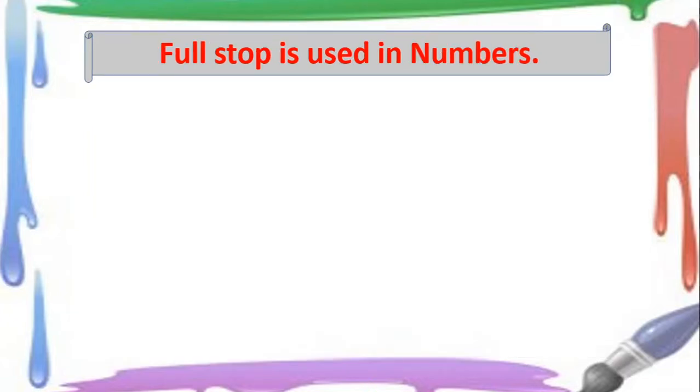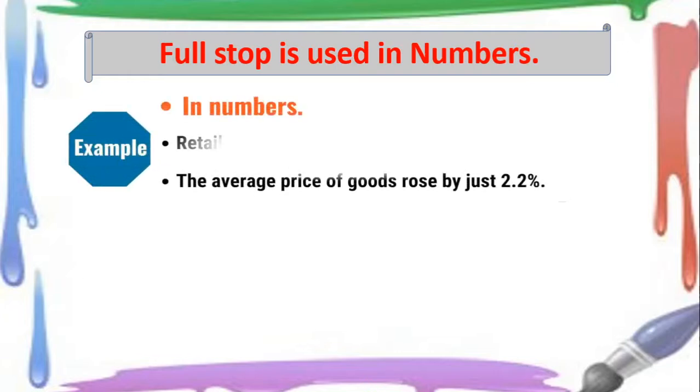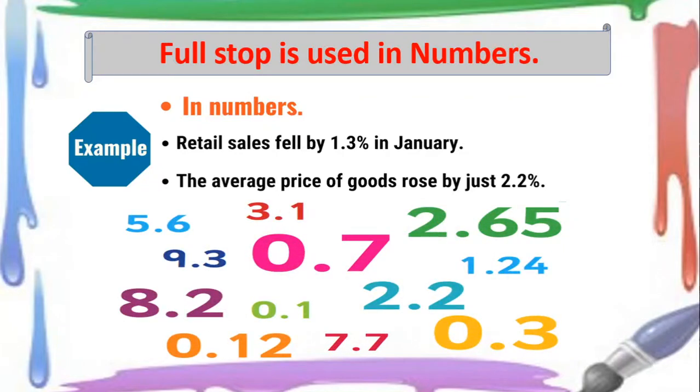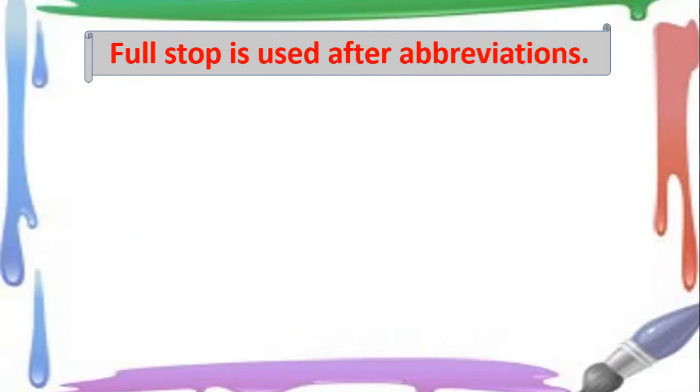It is used in numbers also. See here, retail sales fell by 1.3 in January. So 1.3, it is a decimal number, we used a full stop there. The average price of goods rose by just 2.2%. See, we have used a full stop there too. And all these other numbers you can see, there are big full stops used over there. So full stop is used in numbers.